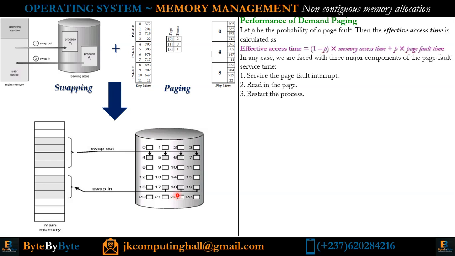Now, performance of demand paging. If we let P be the probability of a page fault, which we saw is the interrupt that occurs when we make reference to an invalid page, then the effective access time is calculated using a formula. The effective access time of demand paging is (1 minus P) times the memory access time plus P times the page fault time. But this is just a formula.